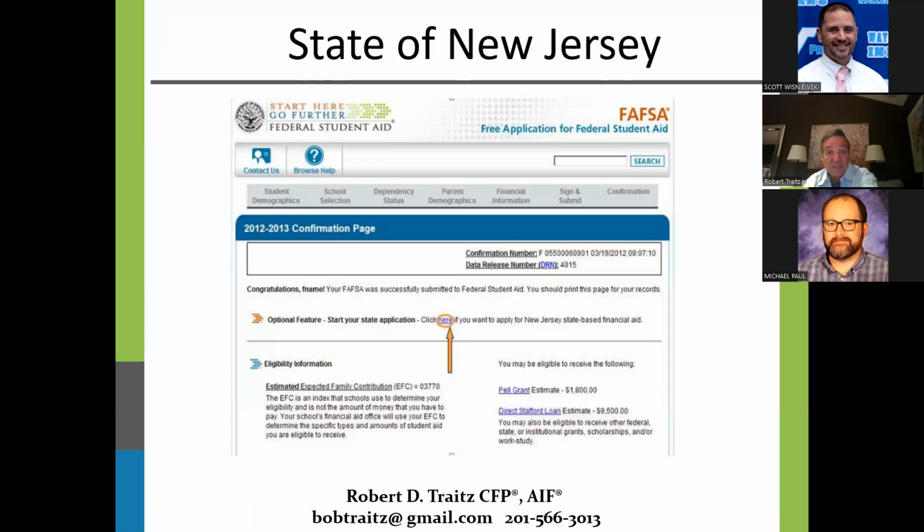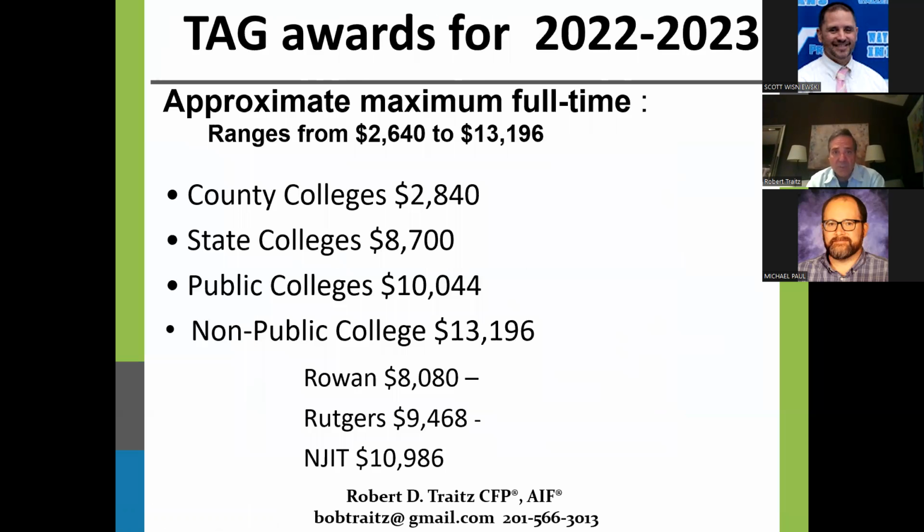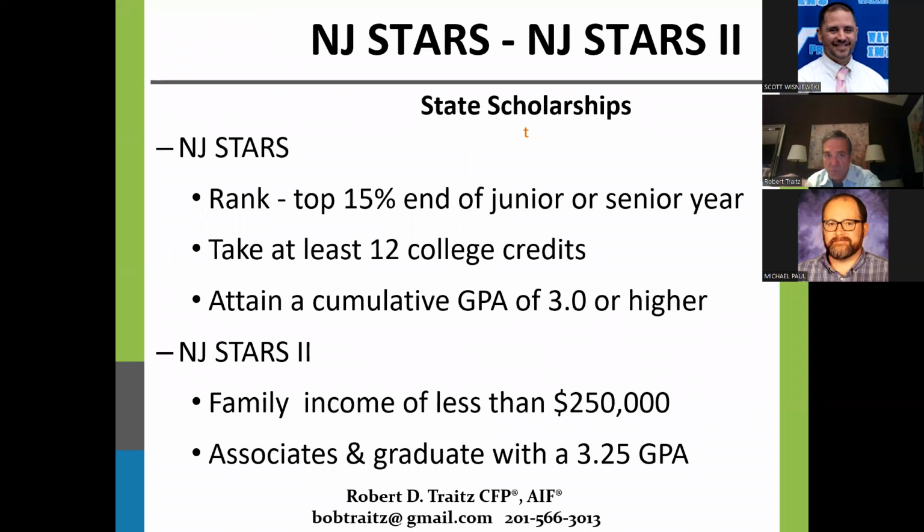It takes you to the HESAA website, Higher Education Student Assistance Authority, HESAA.org. HESAA is going to possibly award a tuition aid grant. It can be very lucrative. As an example, and the numbers have increased since last year, but take a look at Rowan, Rutgers, and NJIT at the bottom. If you're a family in need, go to a school in the state of New Jersey, and it's going to vastly increase the amount of money you could wind up with.